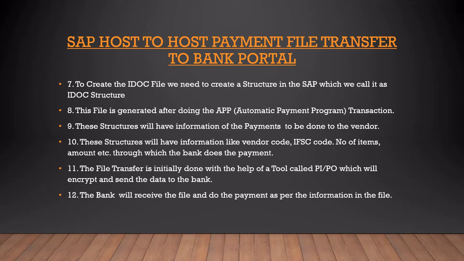This file is generated after doing the APP. As I was talking about earlier also, the F110, which is a transaction code mostly people are familiar with. So this APP, automatic payment by F110 happens, then the file gets generated and it gets stored in this output folder, SAP directory. These structures will have information of the payments to be done to the member.